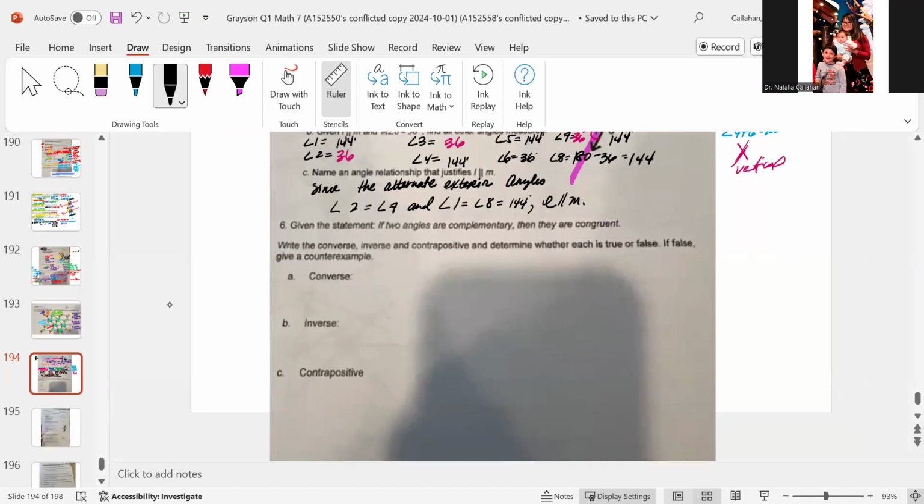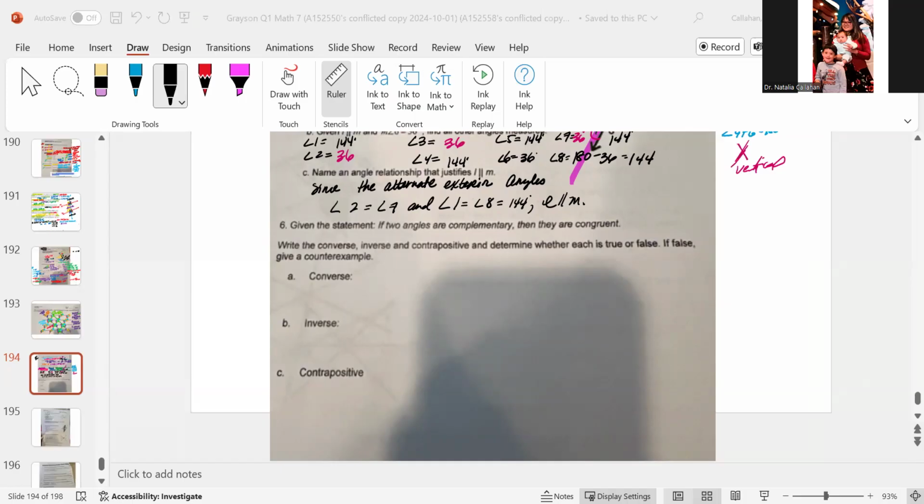She wants you to do the converse, inverse, and contrapositive. Did she even bother telling what they are? Oh, she'll get over it. She'll get over it.